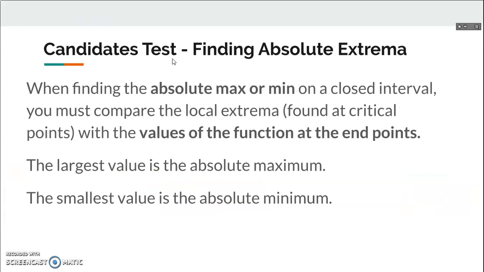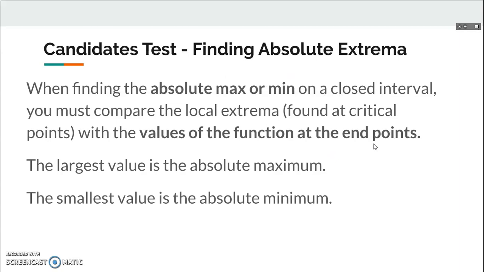The candidates test is what you would use to find the absolute extrema. So first derivative and second derivative tests will help you find local maxes or mins. The absolute max or min might be at a local max or a min, but it also might be at the endpoints. So when you're looking for the absolute max or min, don't forget to check the endpoints. Find your local maxes and mins like we've been doing, but then check the endpoints.